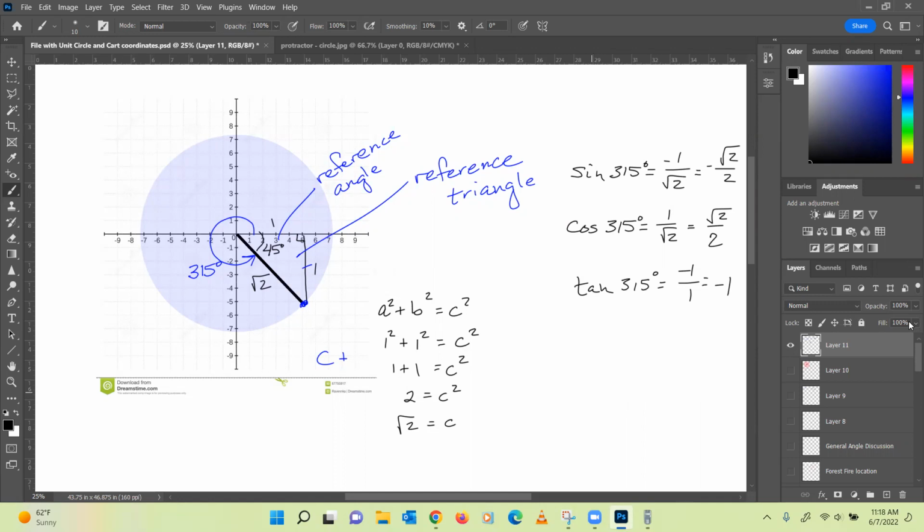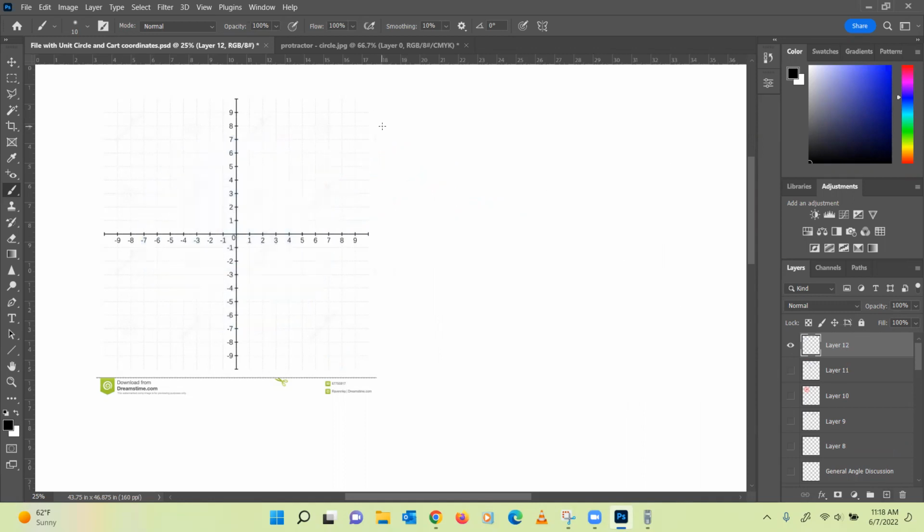Let's take a look at another problem here. Might be rather useful for us. The problem says that we're given the idea that tangent of theta equals -2/3. And theta is in quadrant 2. Find the others.